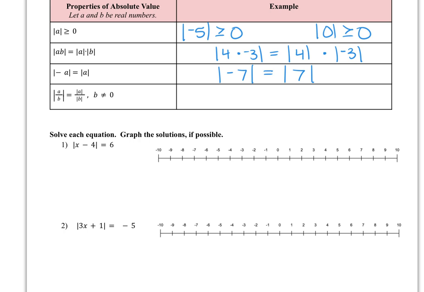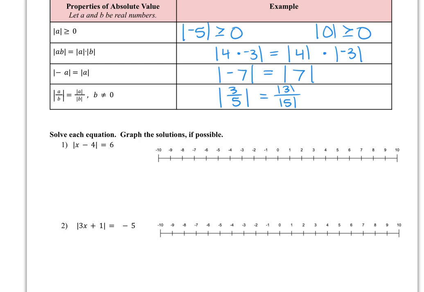So an example of this guy would be if we had the absolute value of 3/5, that could be equal to the absolute value of 3 divided by the absolute value of 5. And again, it's just saying you could divide first and then do absolute value, or you can take the absolute value of each one separately and then divide. It doesn't matter. They're both going to give you the same thing.